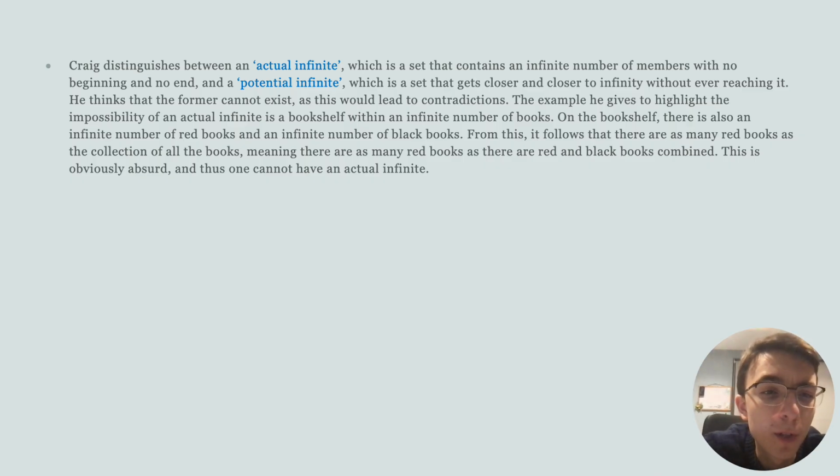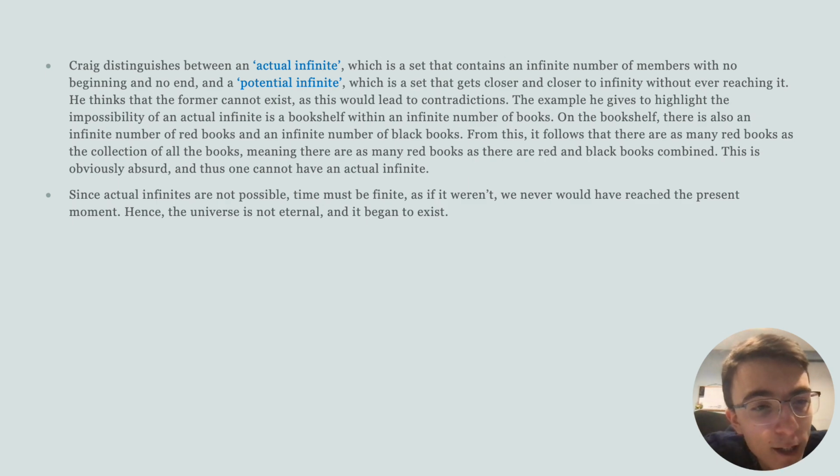So he gives the example of a bookshelf with an infinite number of books. On the bookshelf, there is also an infinite number of red books and an infinite number of black books. From this it follows that there are as many red books as the collection of all the books, meaning there are as many red books as there are red and black books combined. This seems absurd, and so it seems to follow from this that we can't have an actual infinite.